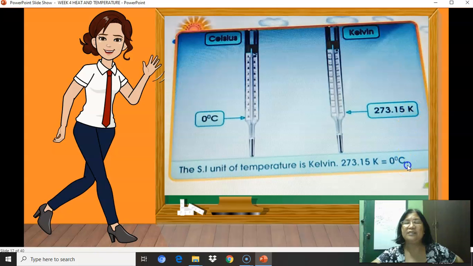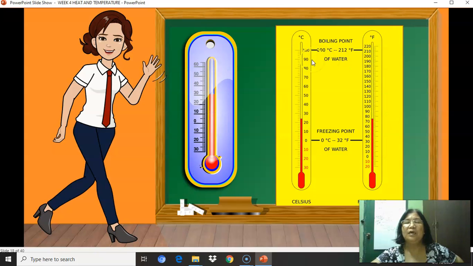Okay. Next, how about Celsius and Fahrenheit? The freezing point for Celsius is 0 and for Fahrenheit, it is 32 degrees Fahrenheit, while the boiling point is 100 degrees centigrade, and for Fahrenheit, it is 212.